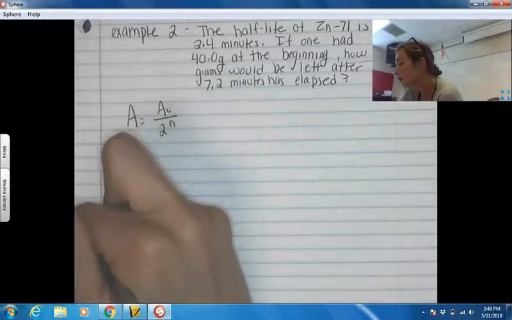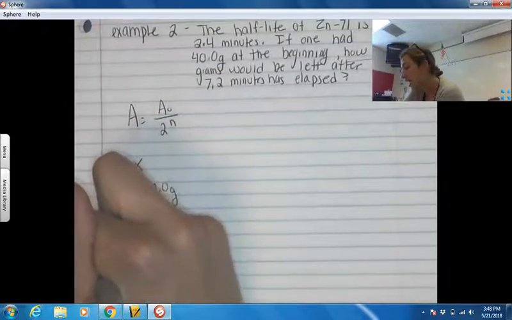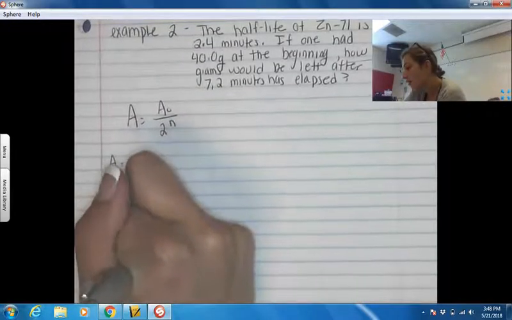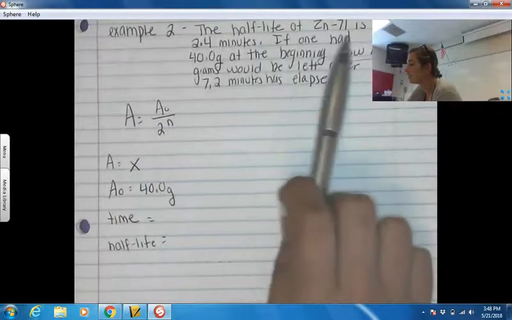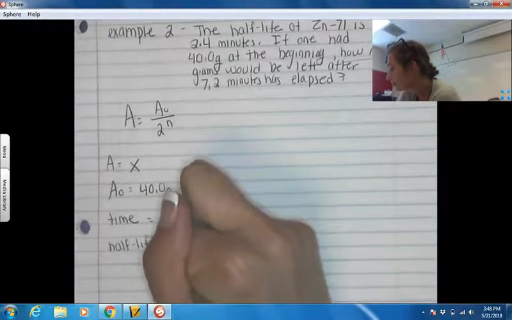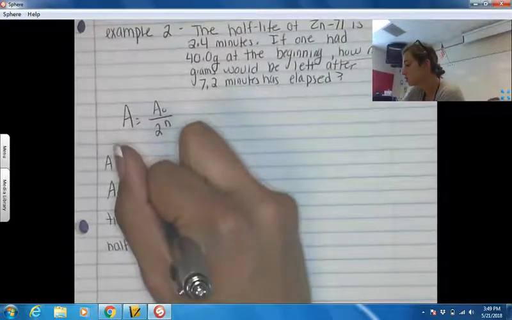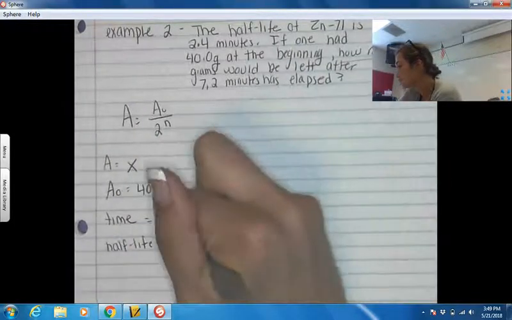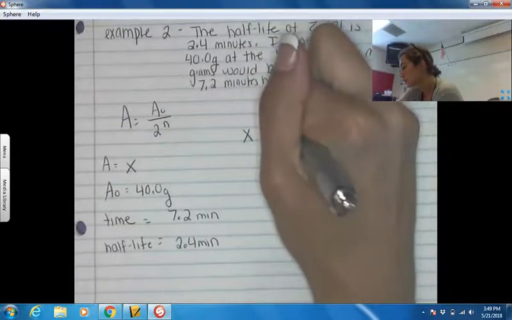Then remember, we need the total time of this decay, and we need the half-life of this isotope. So it told us that the half-life of Zn-71 was 2.4 minutes, and it said that it was left for 7.2 minutes, so that is our total time. So I'm going to go ahead and plug in these numbers. Let's see what we get.